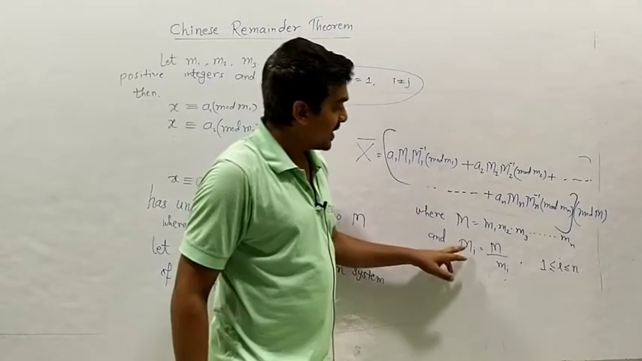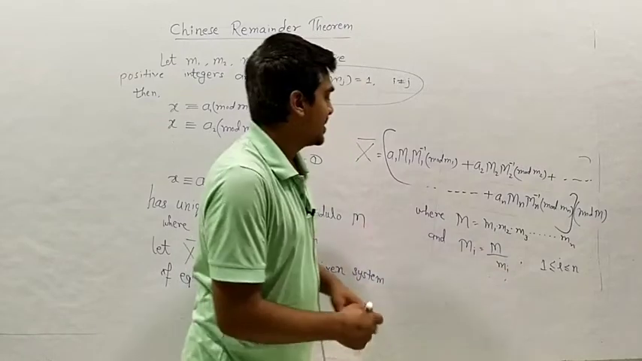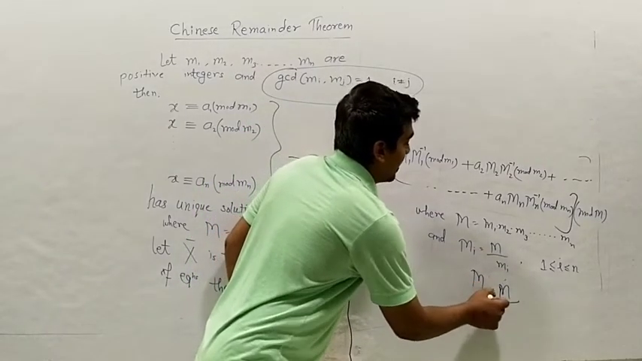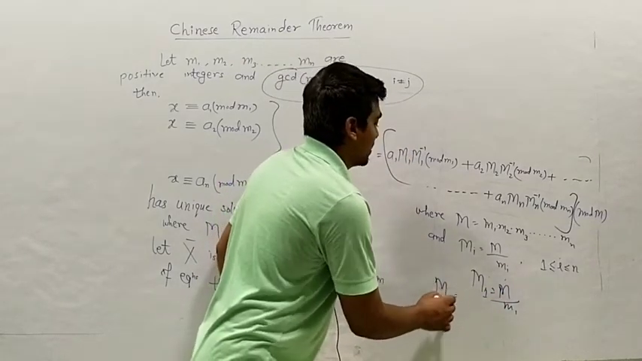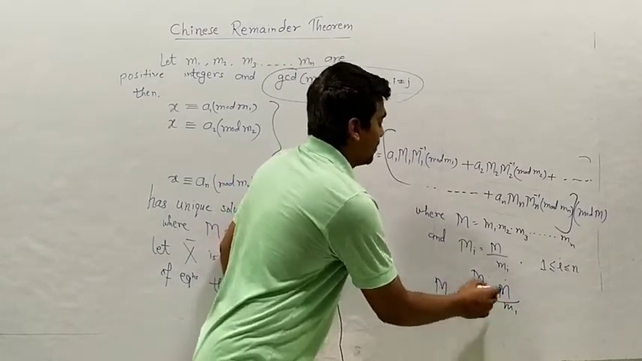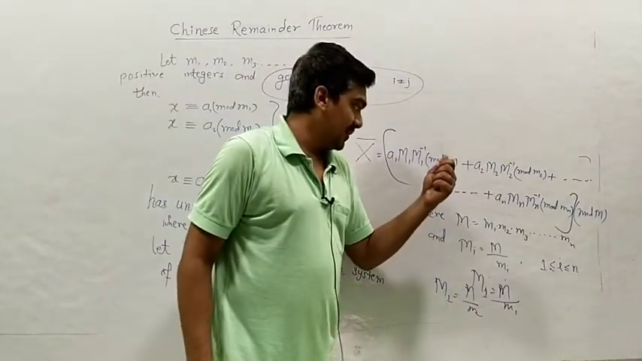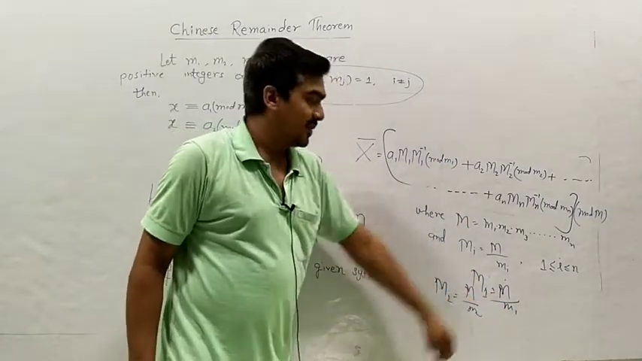Okay, and what is Mi? Mi is capital M upon small mi, that is, if we want to find M1, that is capital M upon small m1. If we want to find M2, then what is M2? M upon m2. Similarly, M3, up to Mn can be found this way.